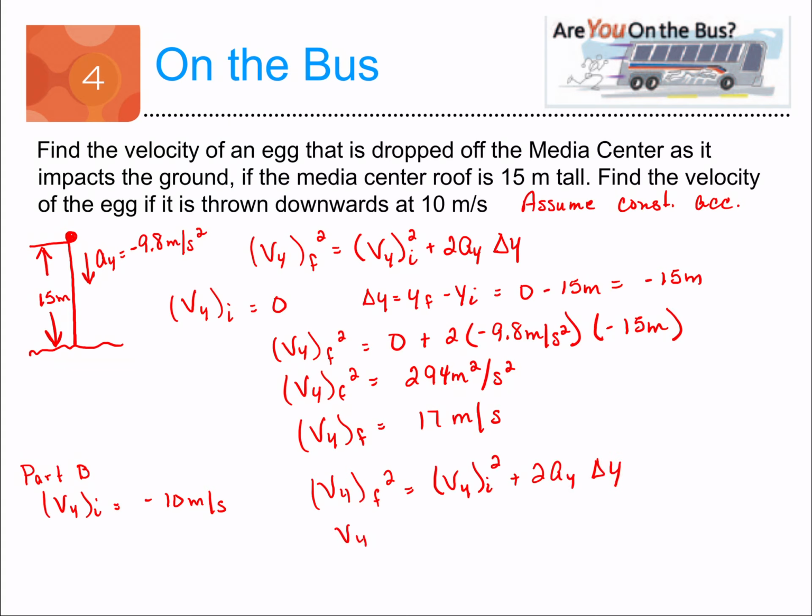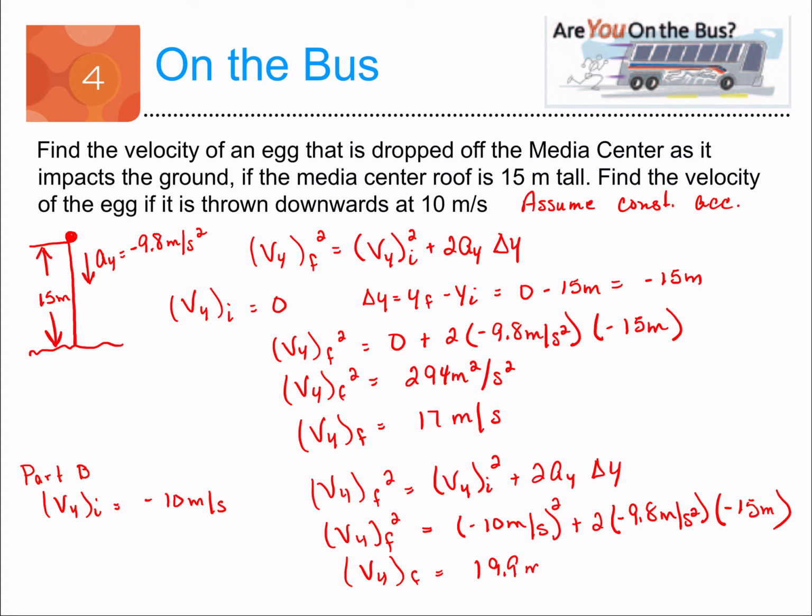So we're looking for Vy final squared. And now our initial is going to be negative 10 meters per second, squared, plus 2 times negative 9.8 meters per second squared, and our delta y still remains as negative 15 meters. Okay? So when we calculate Vy final squared and then take the square root of that, you should get Vy final to equal 19.9 meters per second downward.